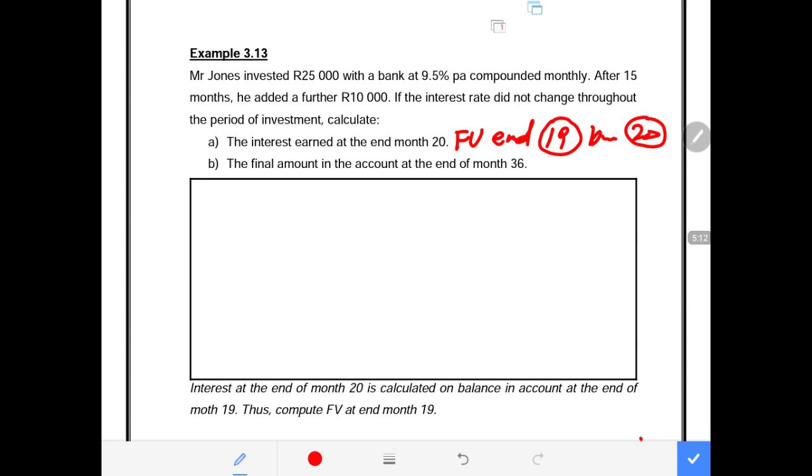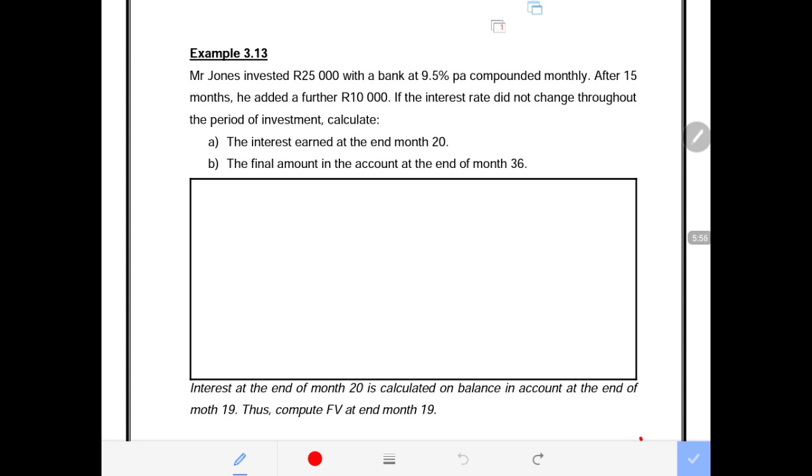What is important is that we need to know the balance at the beginning of the period we want to calculate interest for. I think the word period will be very important, because sometimes interest may not be compounded monthly. Interest can be compounded quarterly, and you are required to calculate interest at the end of a given quarter. That means you need to know the balance in the account at the end of the previous quarter, the beginning of the current quarter, so that you are able to calculate interest for that one quarter.